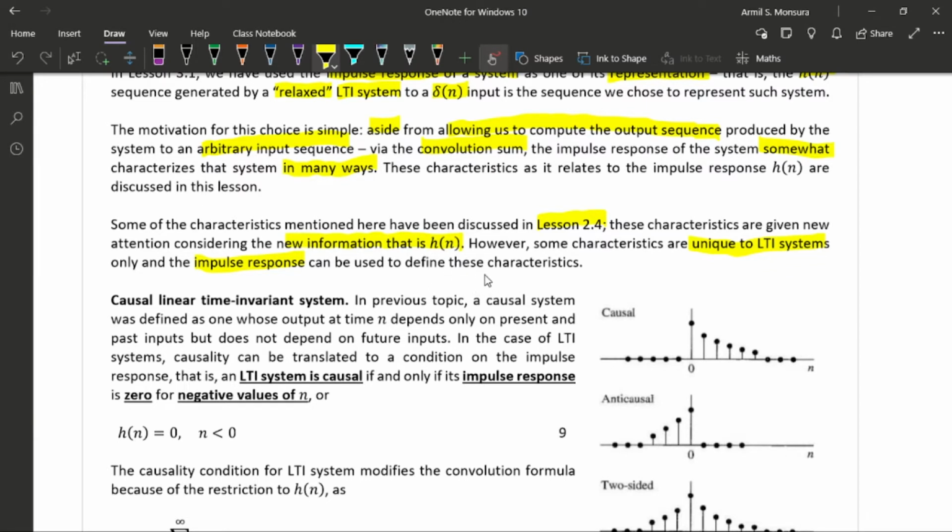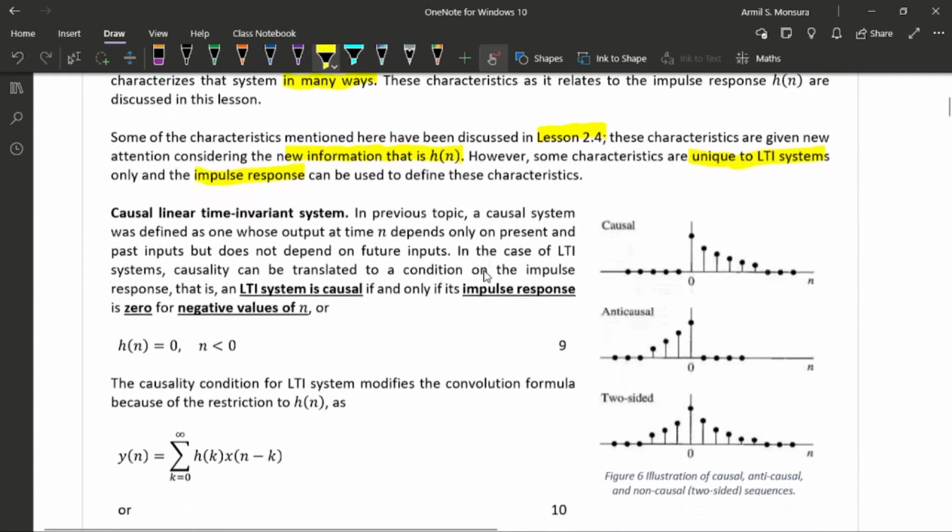Now let's discuss the causal linear time invariant system. In the previous topic, lesson 2.4, a causal system was defined as one whose output at time n depends only on present and past inputs, but does not depend on future inputs. In hindsight, it also includes past outputs, and it doesn't depend on future outputs.